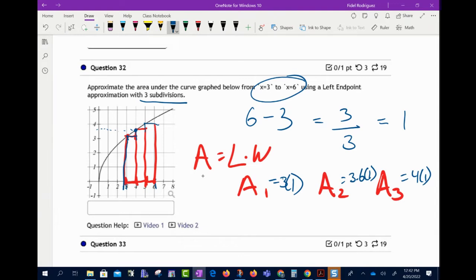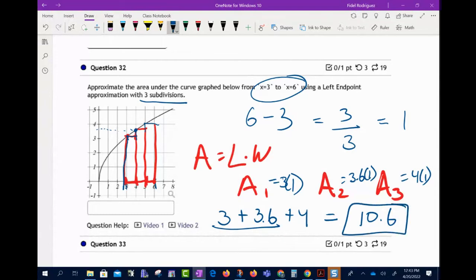So then all we're going to do is just add up those numbers. So that's 3, 3.6, and 4. So that's 6.6 plus 4. Wouldn't that be about 10.6? Okay. And there's my Riemann sum.